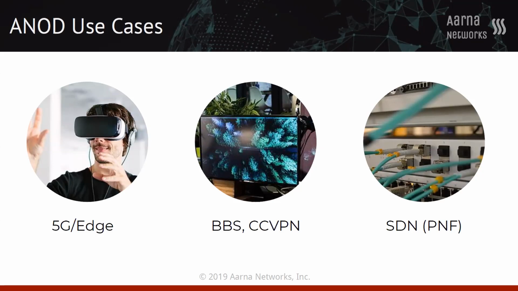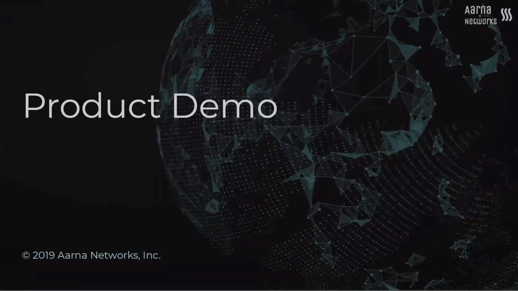Additionally, BBS and CCVPN are the two major NFV-centric use cases that we will support. And then from a pure SDN orchestration, we are also supporting PNF use cases. Surprisingly, a number of our customers want to use ONAP to manage PNFs. Okay, next slide. So with that, I'll hand it over to Sriram for a little bit more description of AOM and a demo.